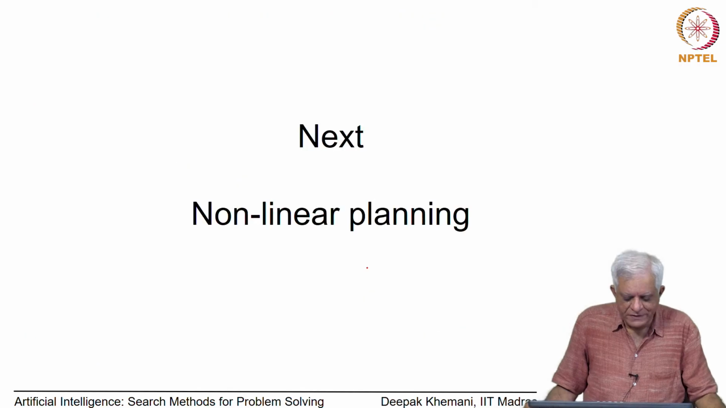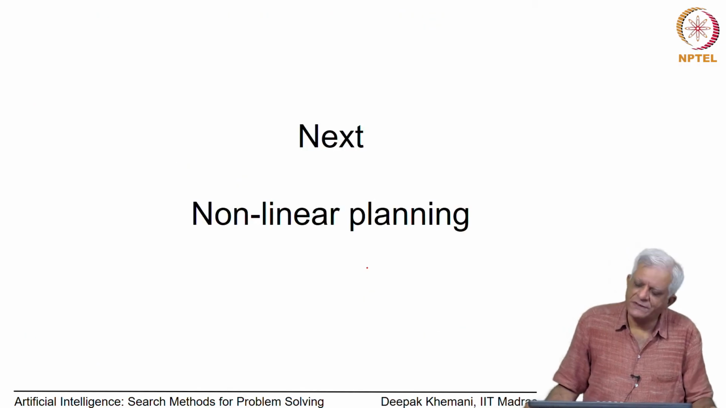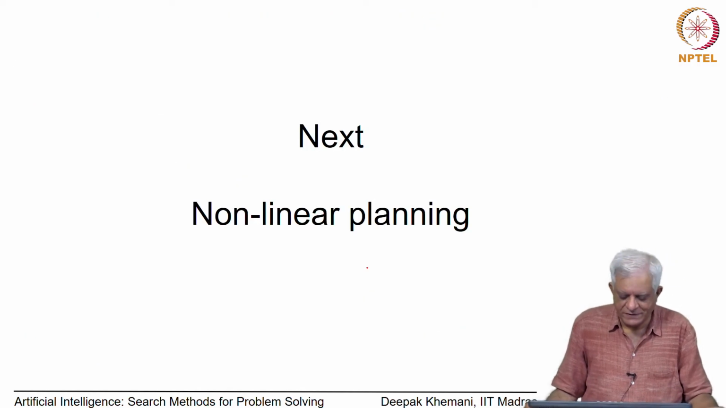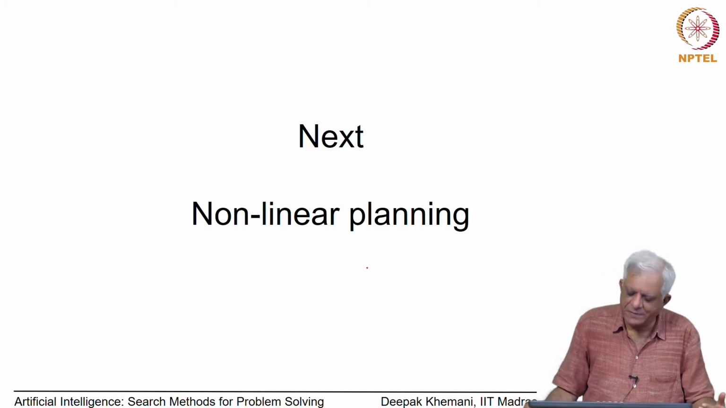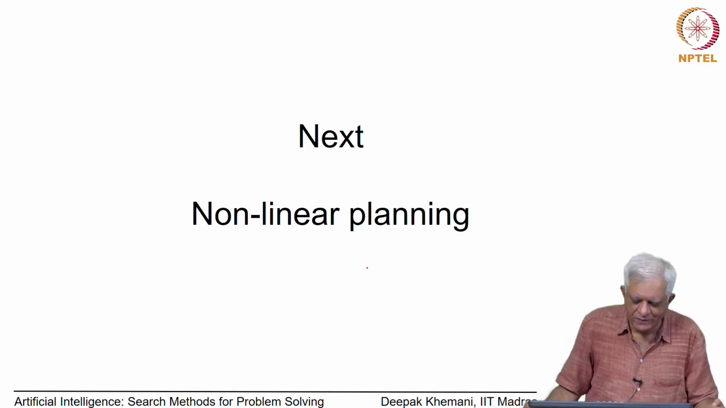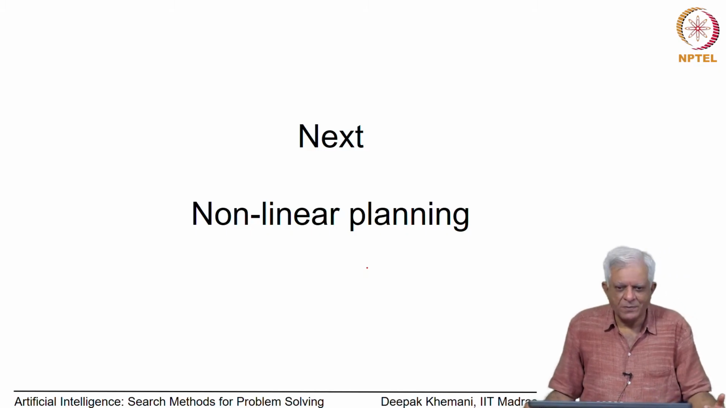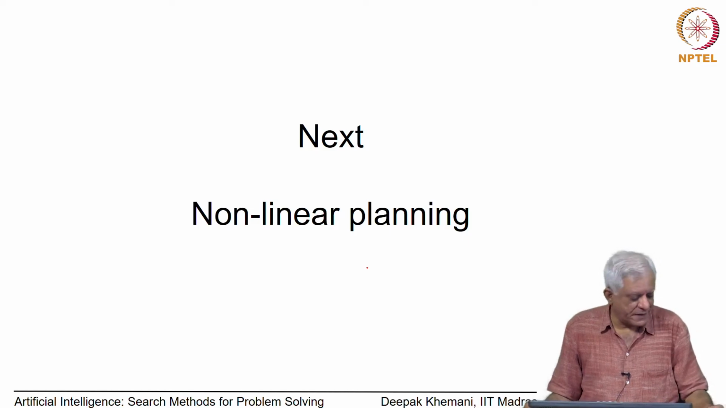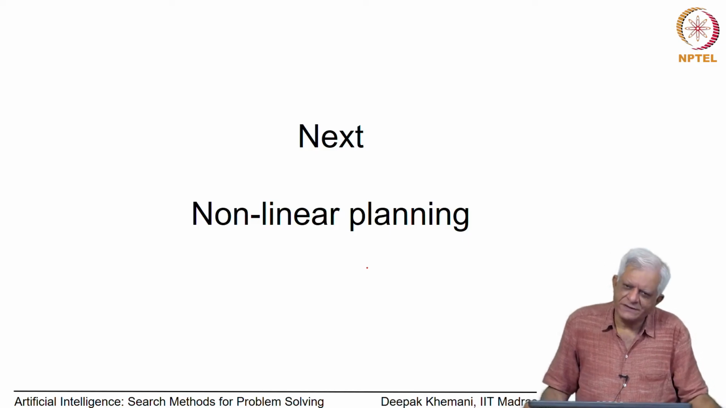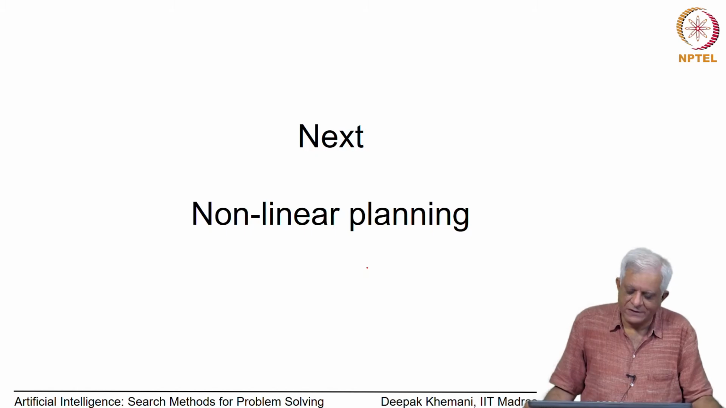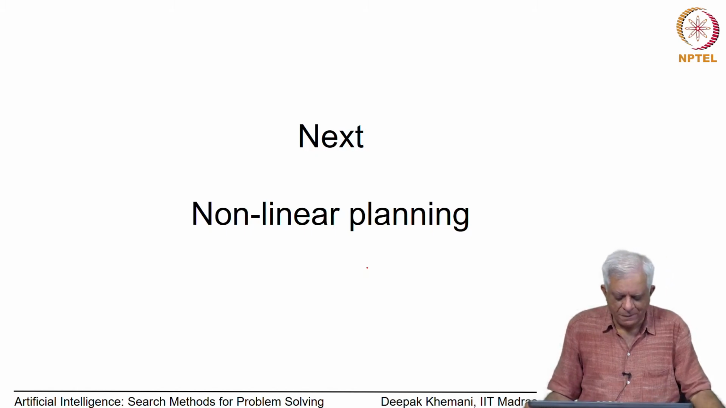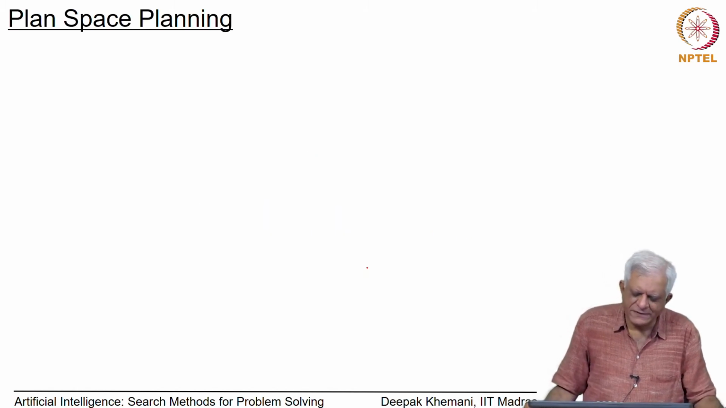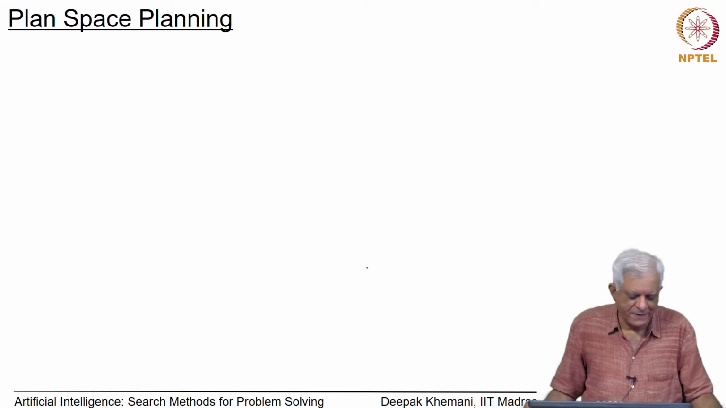So, our next approach to planning is called non-linear planning. It has many names: non-linear planning, plan space planning, which is what we will start by calling it. It is also called partial order planning, also called least commitment planning. We will look at why all these different names are there as we go along. So, let us start with the notion of plan space planning.